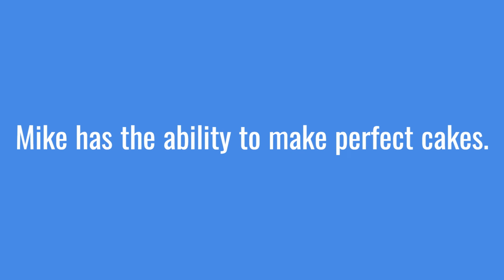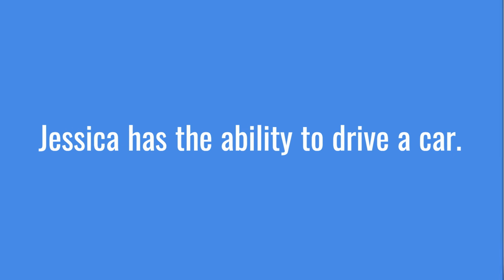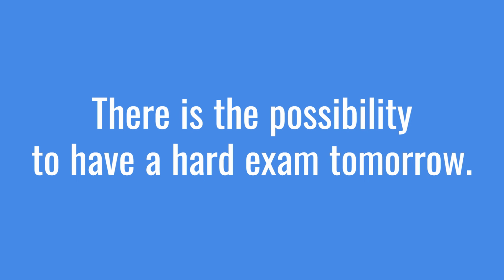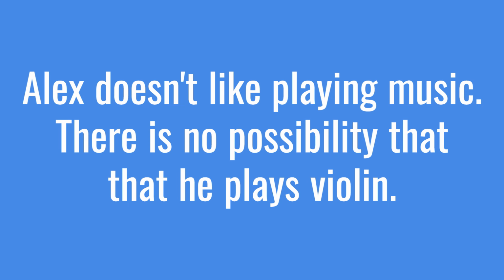Let's put it into practice. Your turn to make sentences. Mike has the ability to make perfect cakes. Yes, he can make cakes. Easy. Jessica has the ability to drive a car. Exactly, she can drive a car. There is the possibility to have a hard exam tomorrow. We can have a hard exam tomorrow. Nice. Alex doesn't like playing music. There is no possibility that he plays violin. He can't play violin. Yes, negative sentence this time.